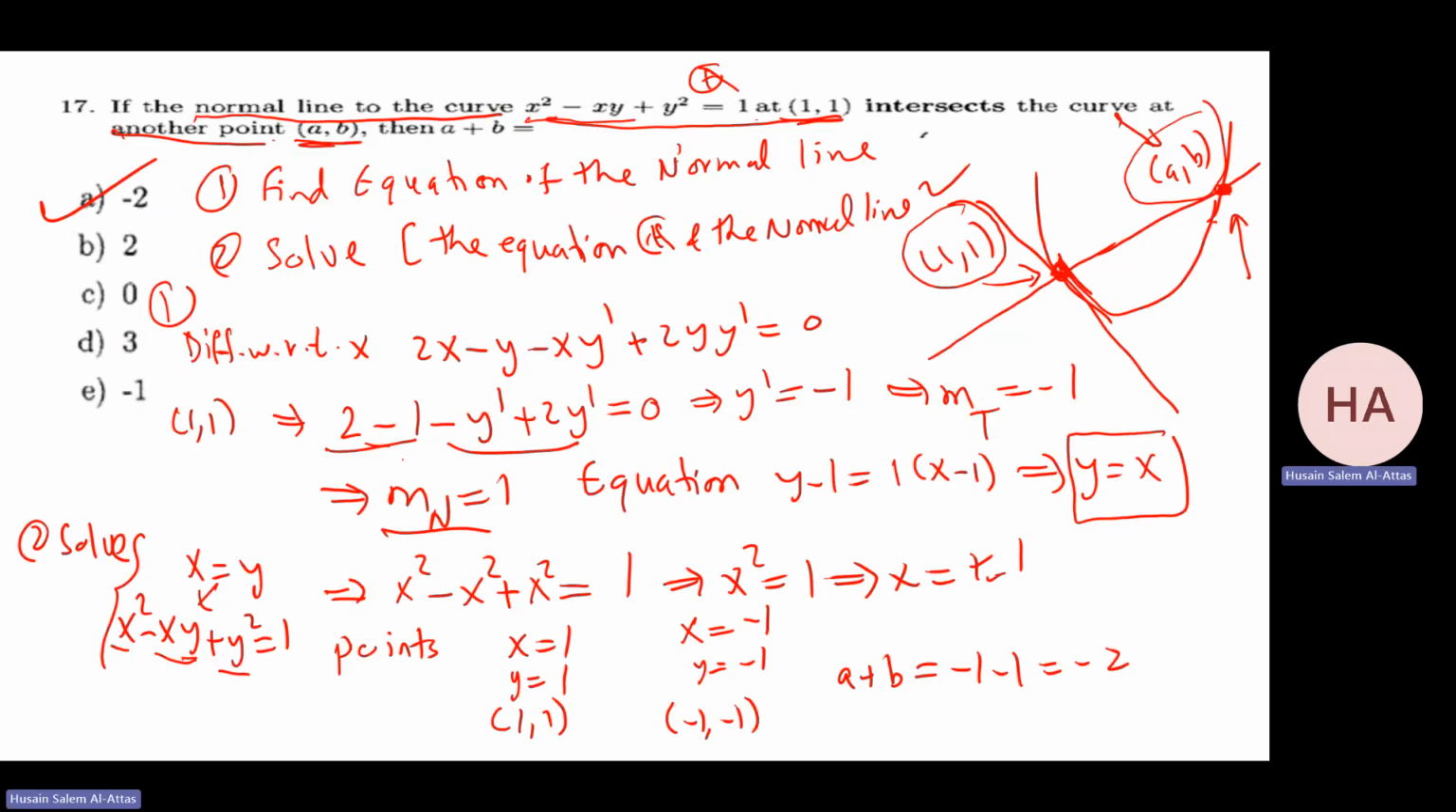Nothing is difficult, just if you understand the problem, you can solve it easily. So what we did, we found the equation of the normal line, and then we solved the equation of the original curve and the normal line, since I want the point of intersection of both the normal line and the curve. Let me call it the curve. Better.